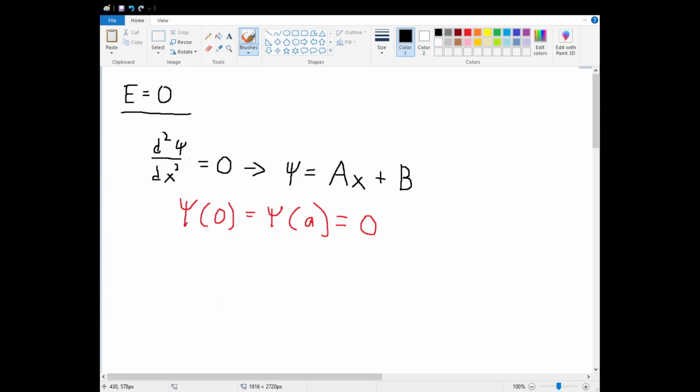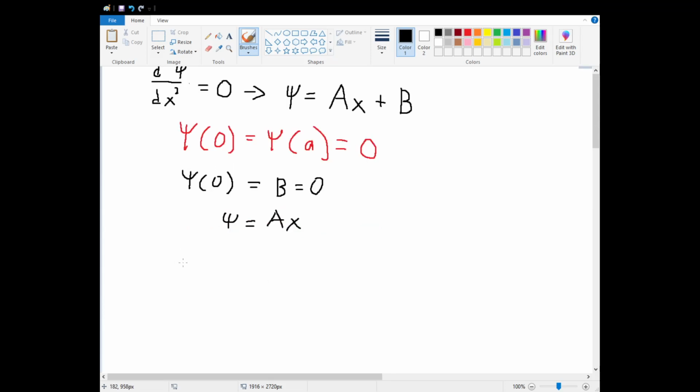So let's plug this in. Psi of 0 is just equal to B, and this must equal 0, so therefore B must necessarily equal 0. Therefore, our new psi expression is just A times x. Now if I plug in my second condition, psi of a also has to equal 0. Psi of a equals big A times little a, and since little a here is non-zero, this must necessarily mean that big A must also equal 0. So therefore, our solution is now just psi equals 0.